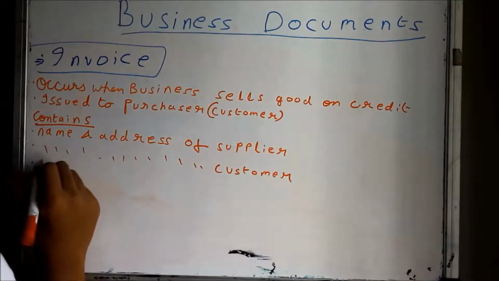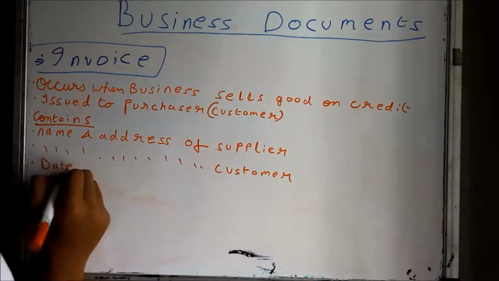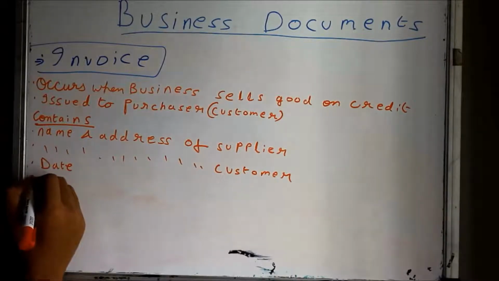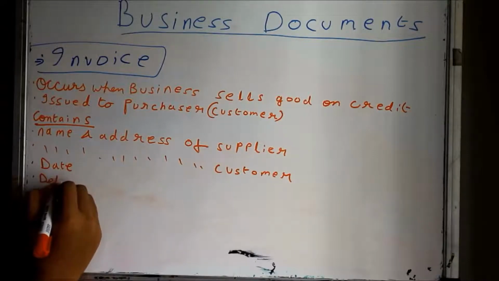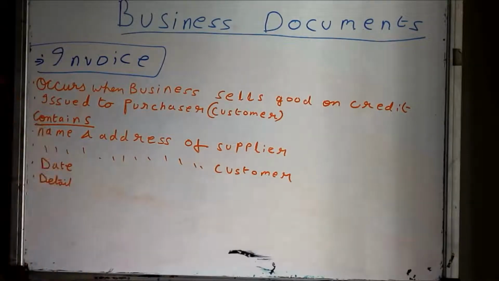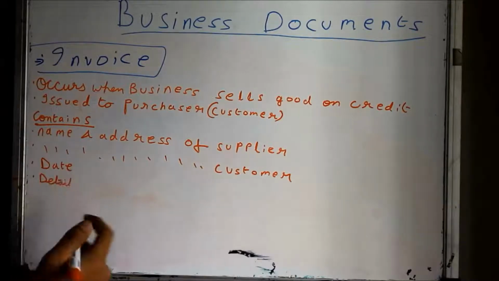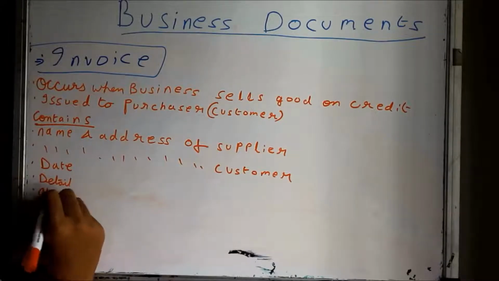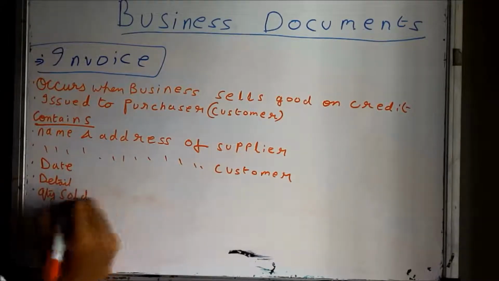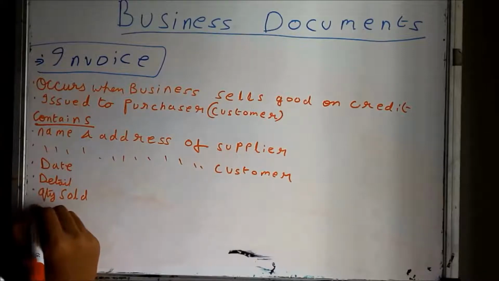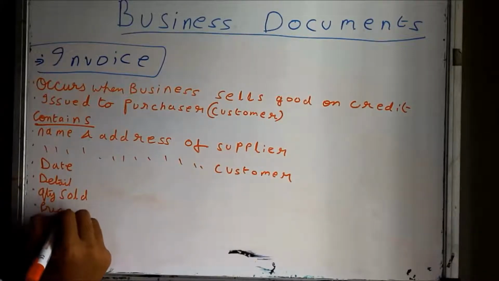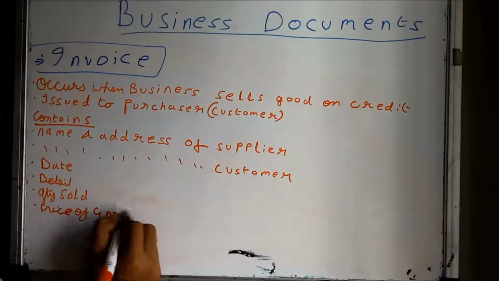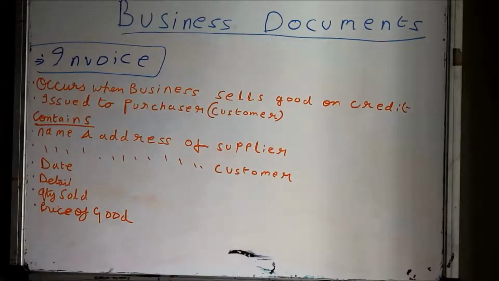And obviously the date and the detailed quantities of prices and goods. So, basically the details of the good, which is the name of the good, whatever is sold on credit to the purchaser or the customer, and along with that the quantity, how much is sold, and the price of the good. Alright, so this is what is contained in an invoice.